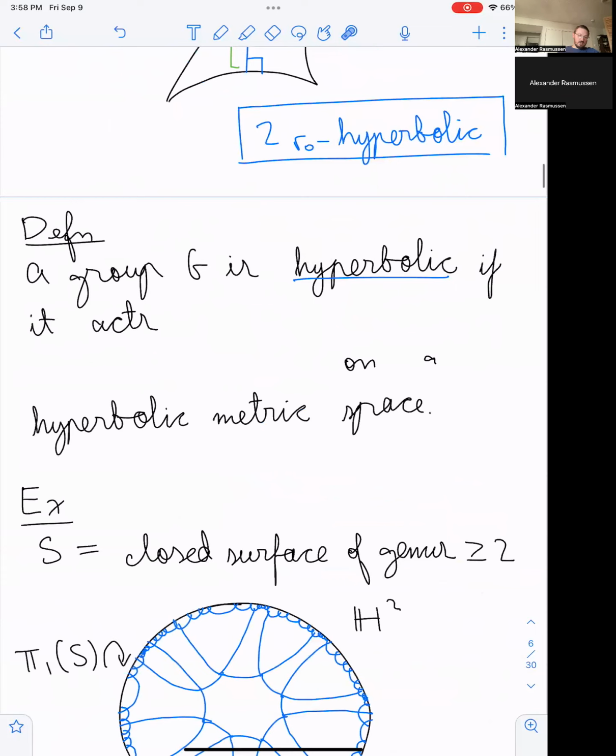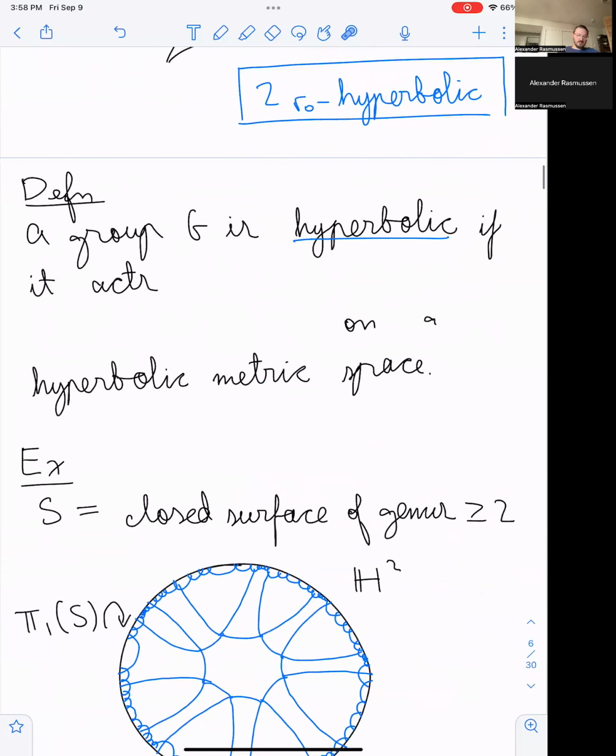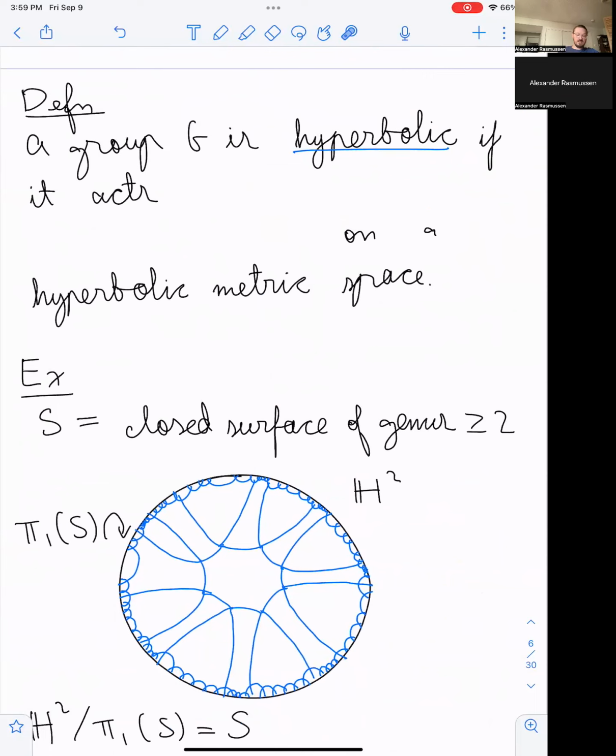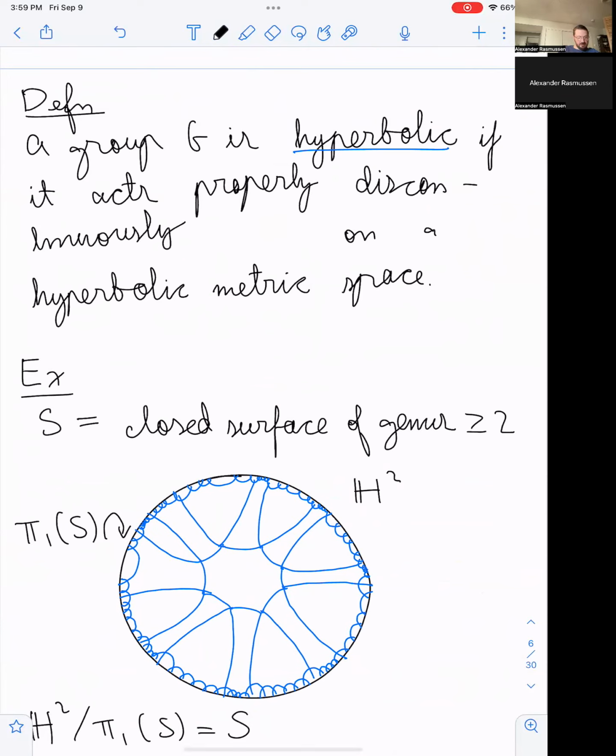Okay, so that's hyperbolicity for metric spaces. What about groups? So a group G is hyperbolic if it acts properly discontinuously and co-compactly on a hyperbolic metric space.